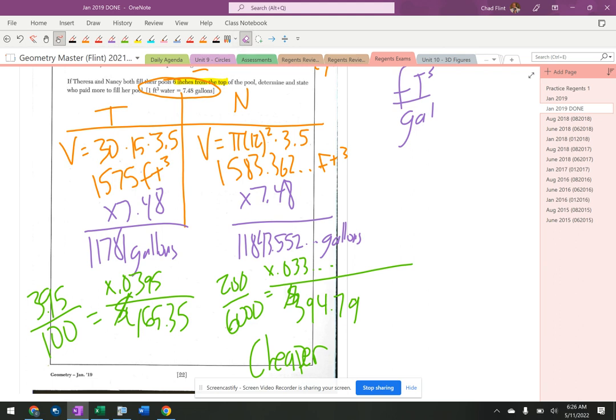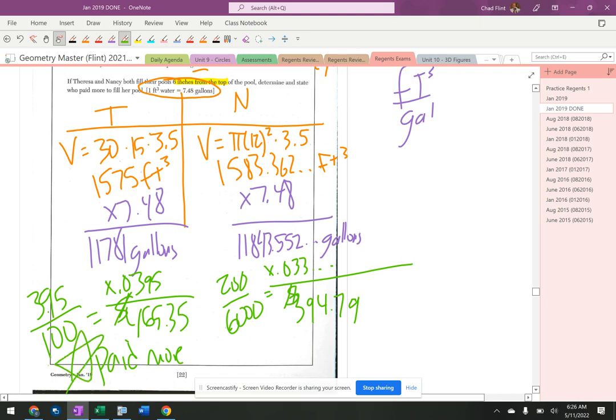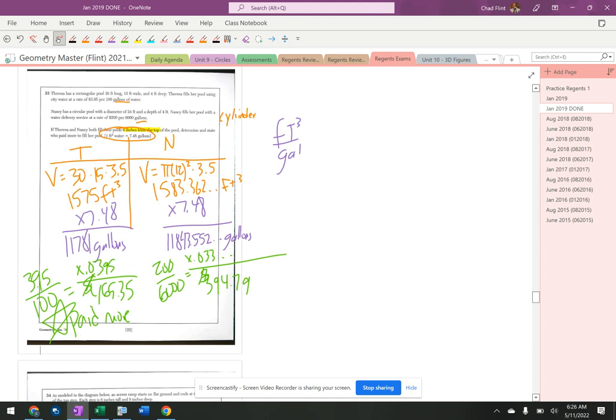Oh no, who paid more? Sorry. Paid more. That's a ton of work, a ton of work for 3 points. But those water questions are very common, because apparently the Regents exam thinks everybody fills up their pool all the time.